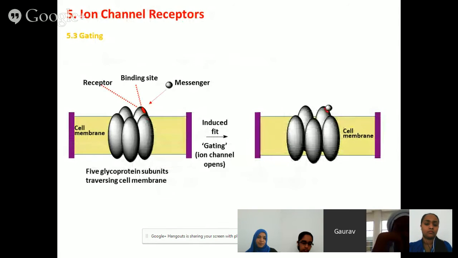Again, you can see in this figure, this is a binding site on ion channels where the messengers bind, producing an induced fit, allowing the ion channel to open and allowing ions to move inside.